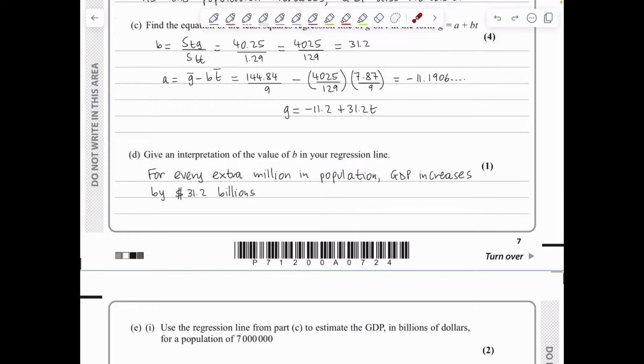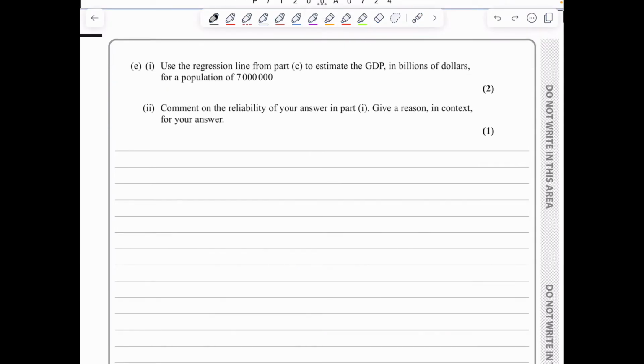We need to mention the population, the GDP, and also the fact that we're talking about millions in population and billions in GDP. In part E(i), we need to use the regression line we just obtained to estimate the GDP in billions of dollars for a population of 7 million. Well, we know that this means that T is 7 as we are measuring the population in millions, and I will be substituting into the regression line. So G is minus 11.2 plus 31.2 times 7, which gives an answer of 207. So we are estimating $207 billion.